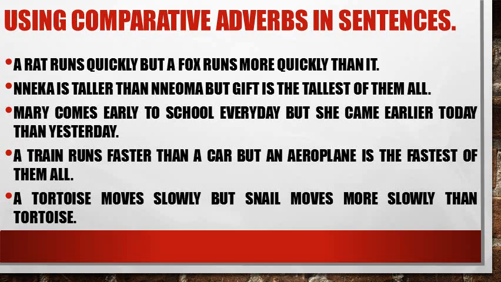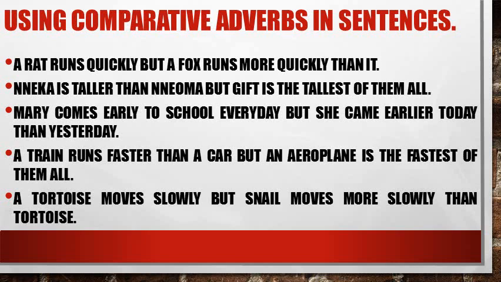More quickly is for the one that has a higher degree above the other with which you're comparing it. You don't say a rat runs quickly, but a fox, you say a rat runs more quickly than a fox. It's not true. We all know that a rat runs quickly, it's acceptable, but a fox runs more quickly than it. And let's look at the next one.